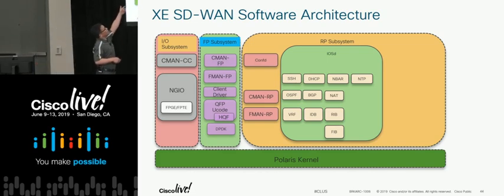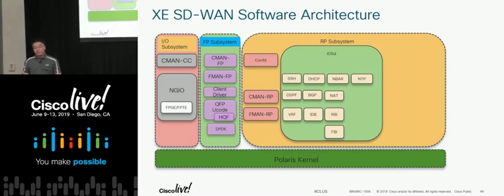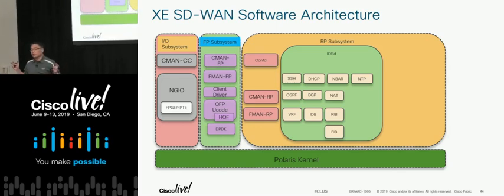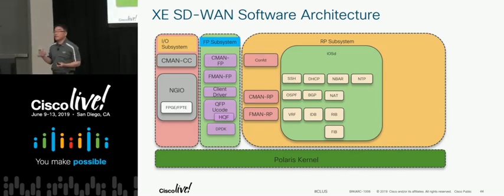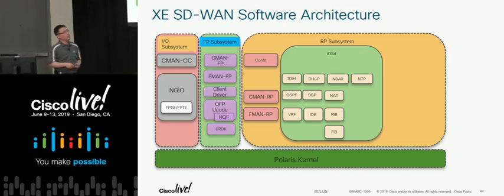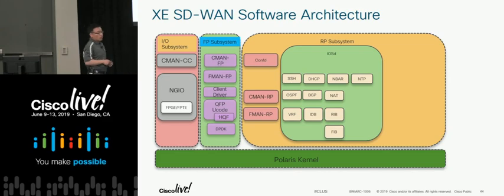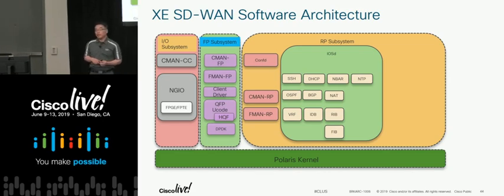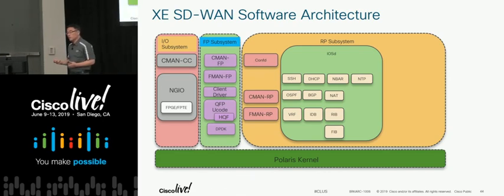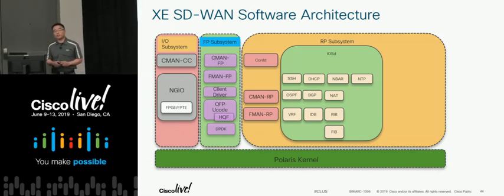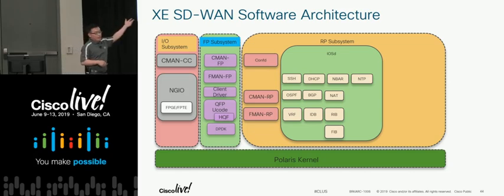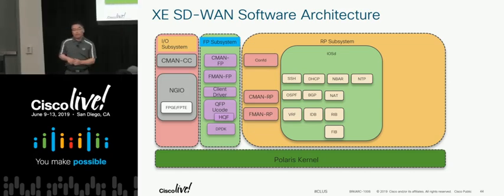In the I/O subsystems, you have the CMAN CC, chassis manager carrier card, which maintains the interface driver and the forwarding path FPGA on the interface. Then you have the NGIO process, which maintains the interface driver and FPGA on the ISR 4000 and ISR 1000 family. So this is the classic IOS XE operating system.